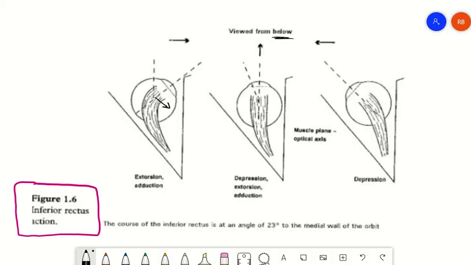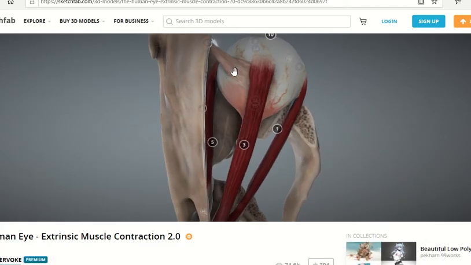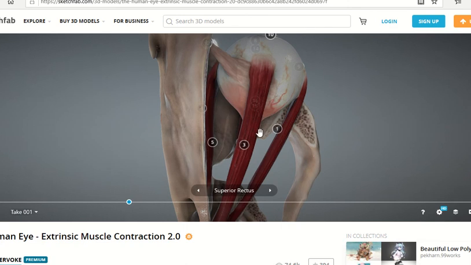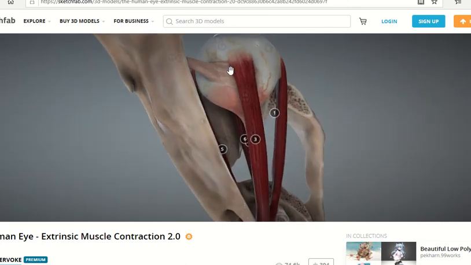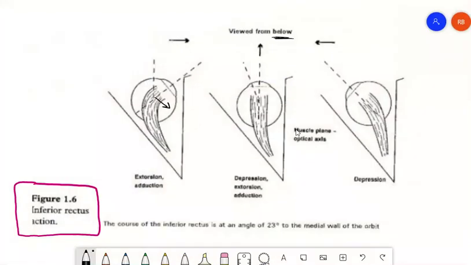So in our scenario, we said that the eyeball was adducted, so if the eyeball was looking this way and you were to contract the inferior rectus, it would extort the eyeball. I hope that makes sense. It might be hard to imagine initially, but it does make sense. Extorts the eyeball. Hope you can imagine that.